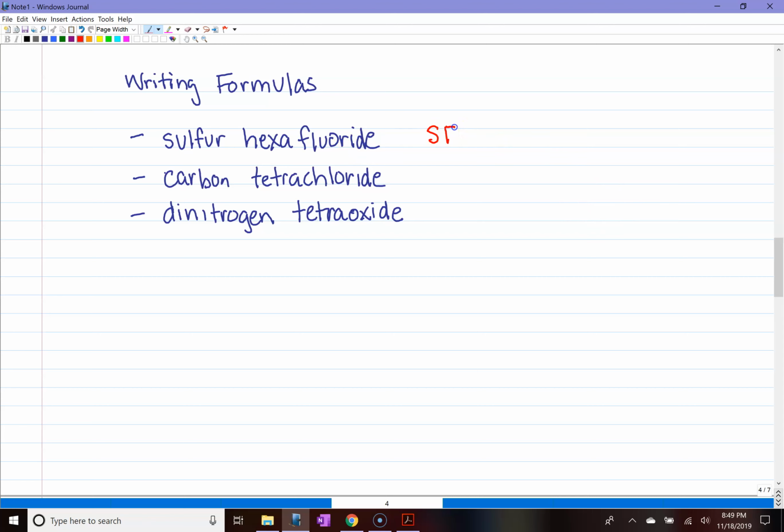Then you have fluorine, and hexa means 6. So this compound would be SF6. Carbon tetrachloride: 1 carbon, and tetra is 4, so there would be 4 chlorines, so it would be CCl4.